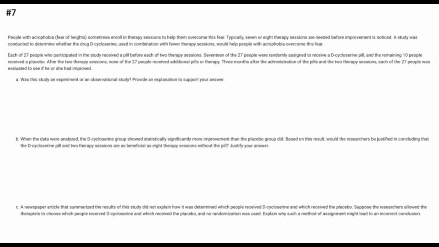Now alas, question C. A newspaper article that summarized the results of this study did not explain how it was determined which people received D-cycloserine and which received the placebo. Suppose the researchers allowed the therapist to choose which people received D-cycloserine and which received the placebo, and randomization was not used. Explain why such a method of assignment might lead to an incorrect conclusion. Well, some possible problems with this could be voluntary response sampling or convenience sampling, but also the results wouldn't be truly random, meaning that they couldn't be generalized to the population as a whole.